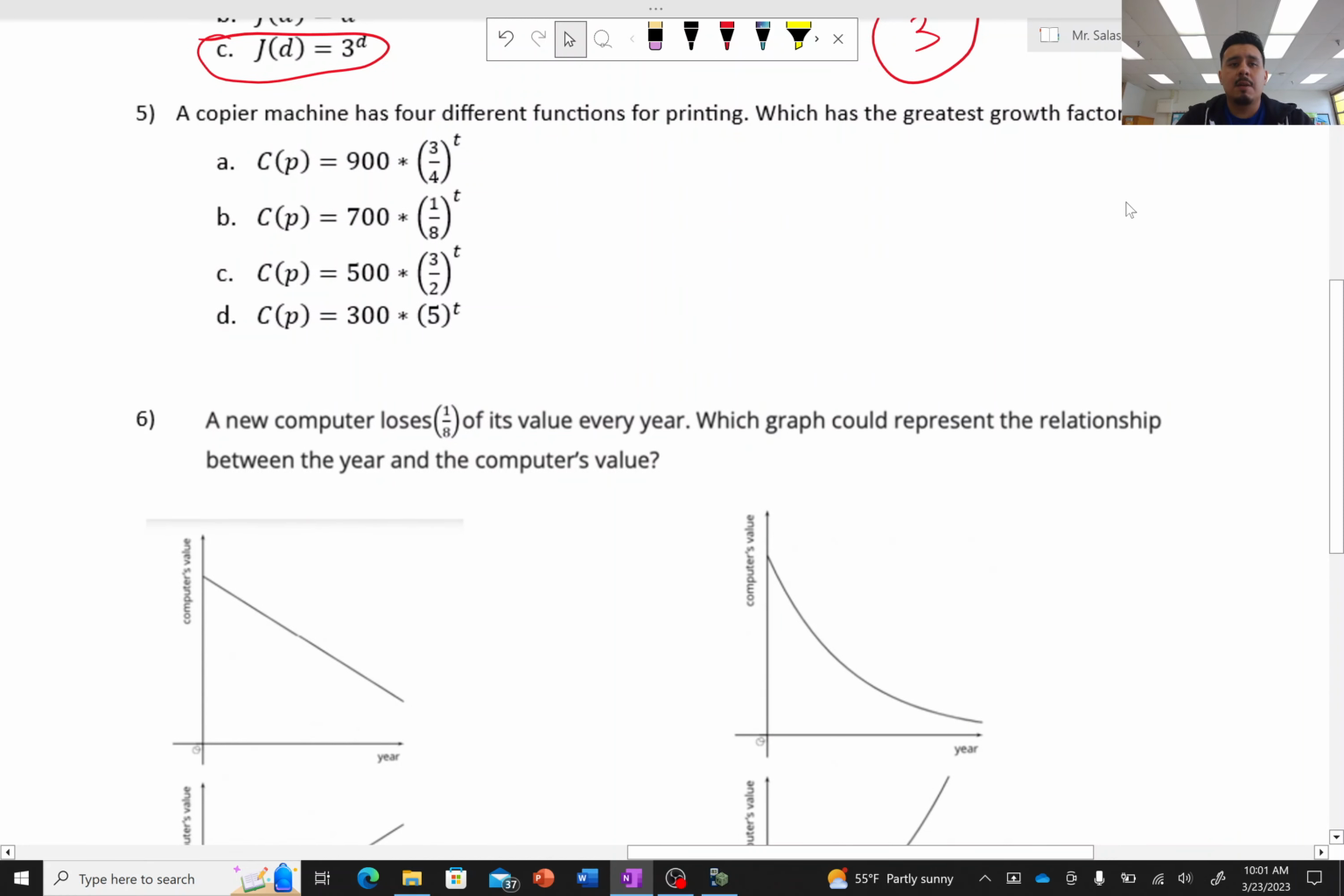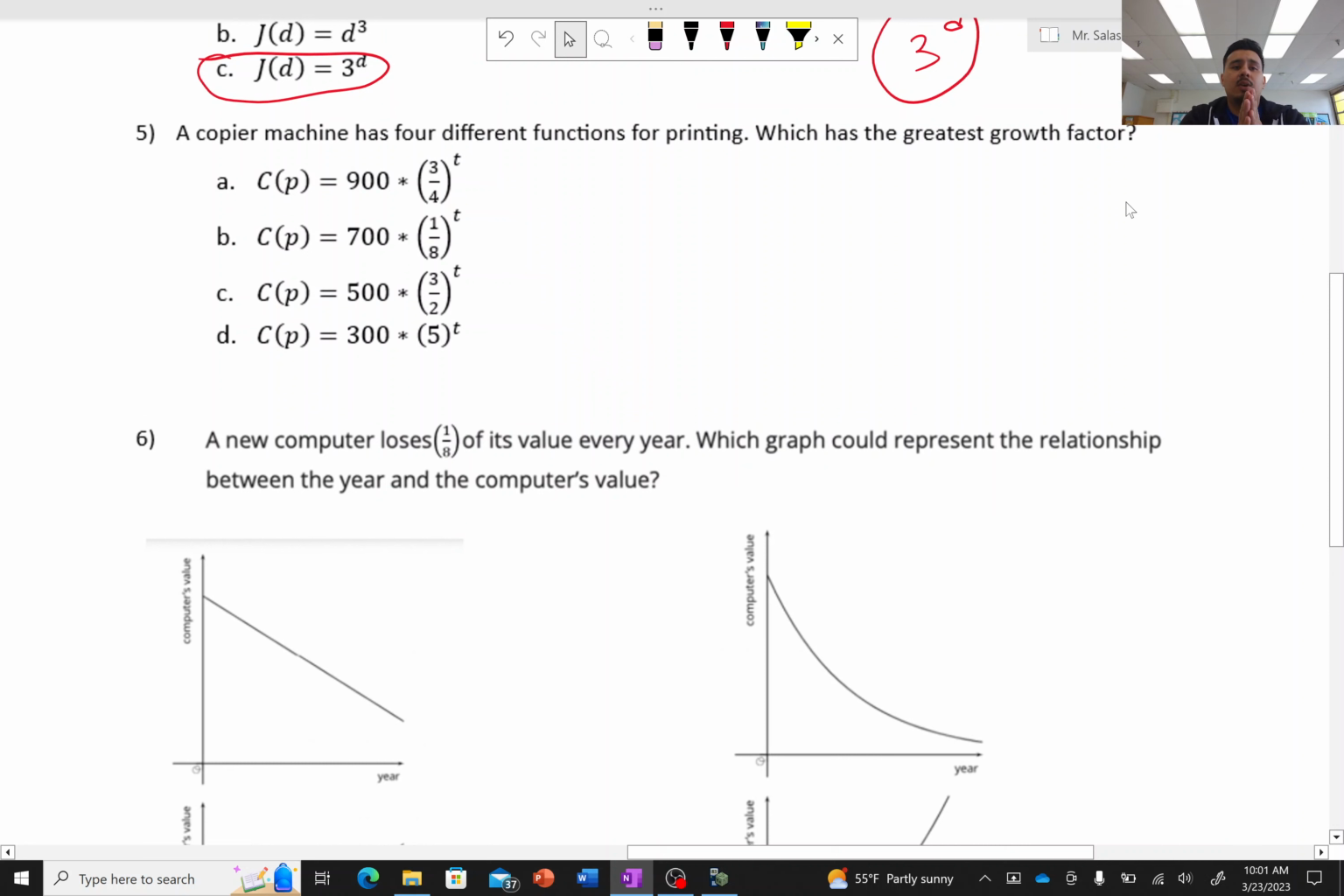This is Mr. Salas with another video talking about the Unit 5 study guide. We're going to be looking at problem number 5. It says, a copier machine has 4 different functions for printing. Which has the greatest growth factor? Ooh, this one's going to be tricky.